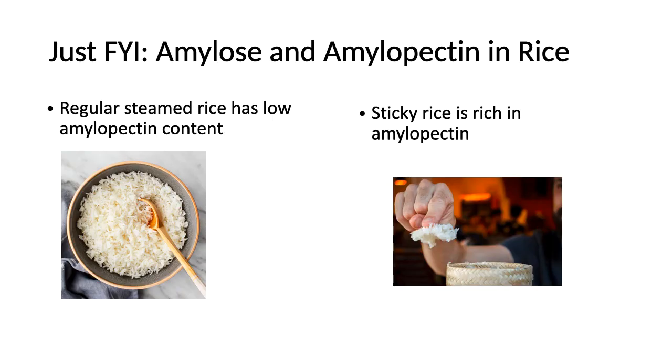And this is just for your information. If you want to know the content of amylose and amylopectin in rice, you can see from the first picture on the left, regular steamed rice that we usually have every day has low amylopectin content, while the sticky rice is rich in amylopectin, and it is the stickiness of the sticky rice that is caused by the amylopectin. Because when amylopectin is reacted with hot water, it will become a gel-like liquid, so it becomes something sticky.